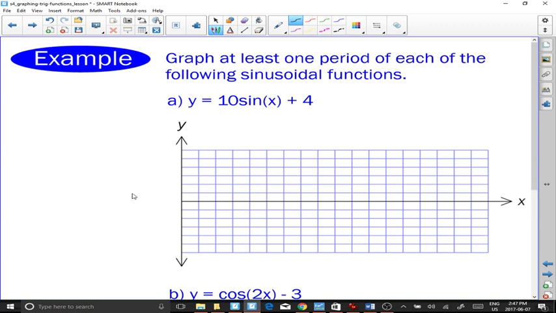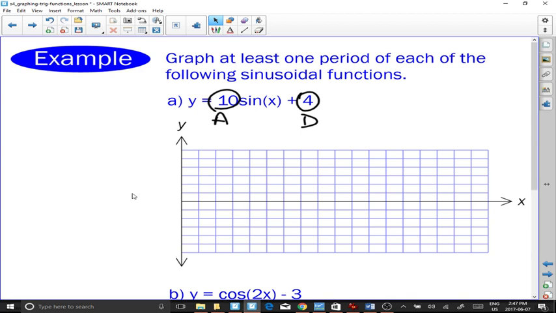So we're looking at one period of 10 sine x plus 4. What we really want to know is which of those parameters, A, B, C, or D, are different. Well, the 10 is the A value, and the 4 is the D value. Just as I mentioned last class, A and D are the easiest to work with. So we're okay here.